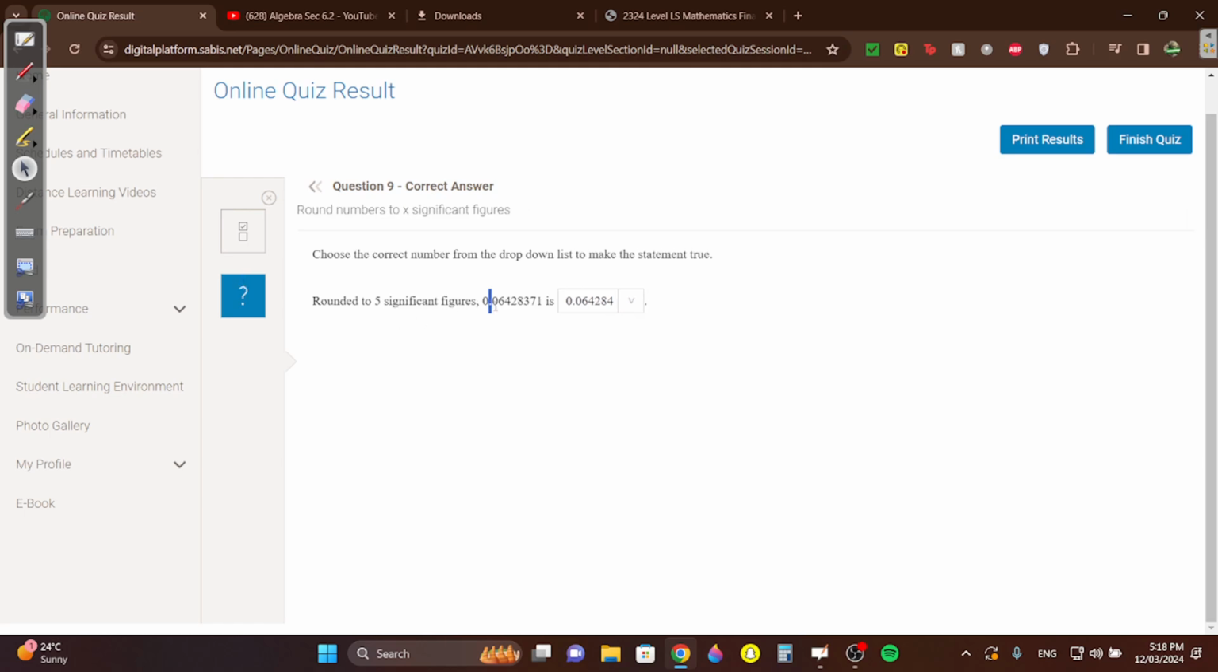If it was 5 decimal places, you'd round up till here. But since it's 5 significant figures, we don't count zeros to the left. We start directly with a number. So 1, 2, 3, 4, 5, and it's a 7 after it, which is greater than 5, so it will become 4 here. So 0.064284.